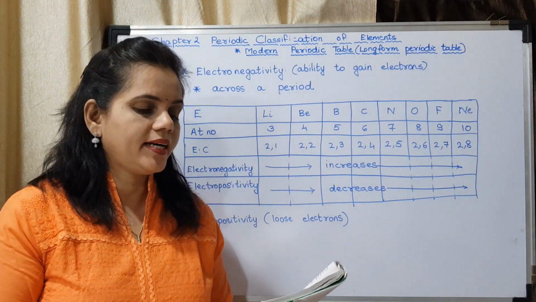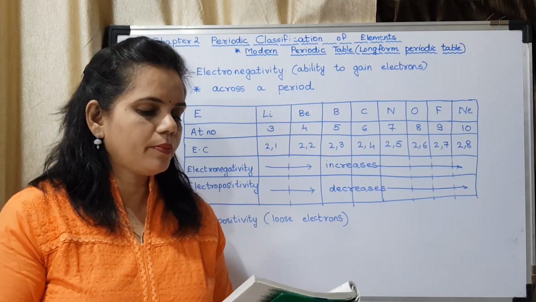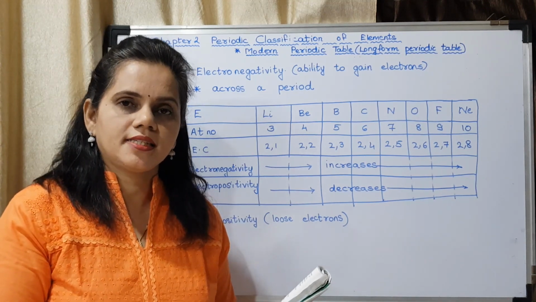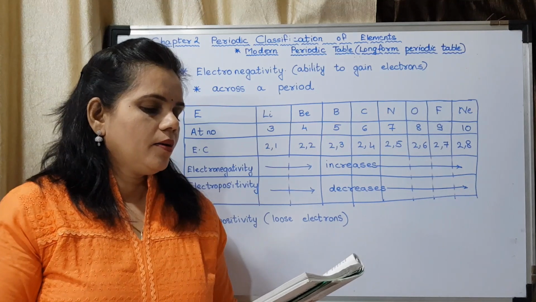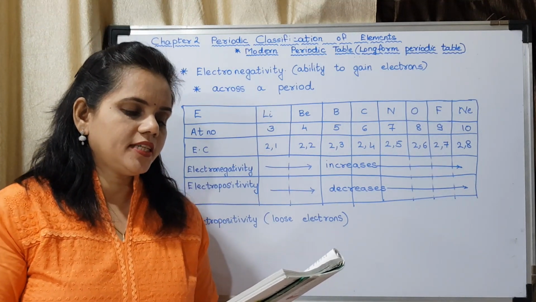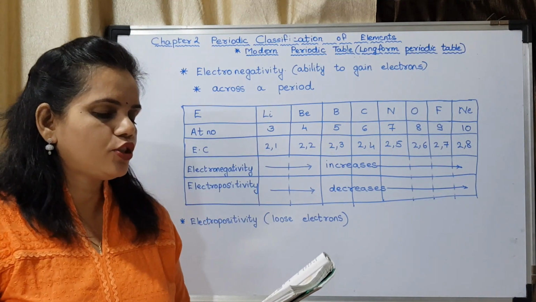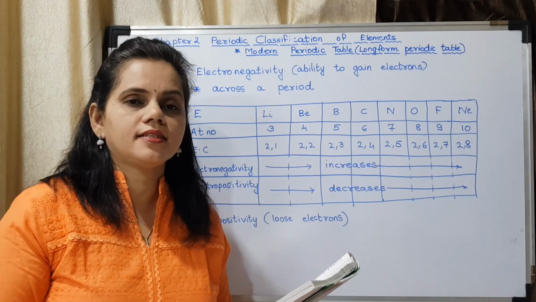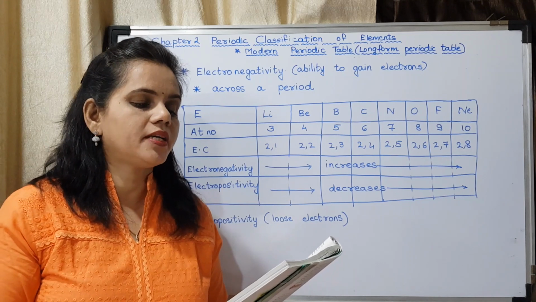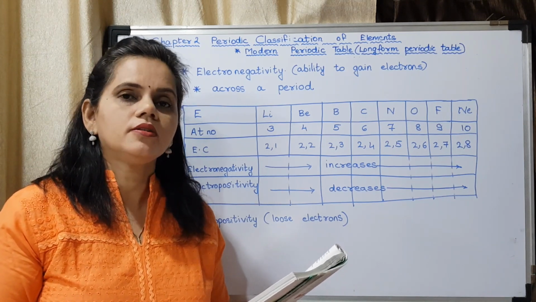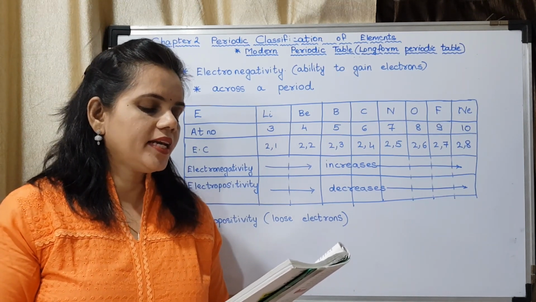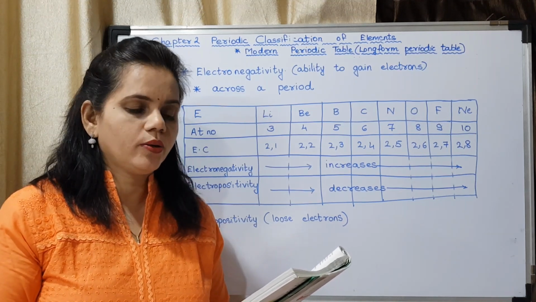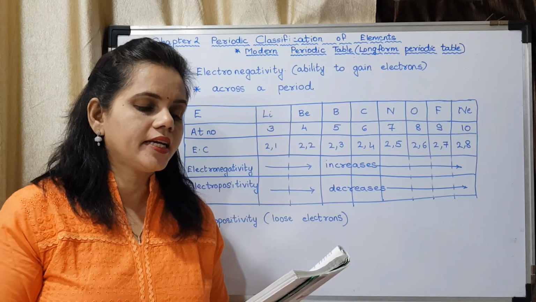On page number 25, use your brain power. There is a box given. This box is also asked several times. By referring to the modern periodic table, find out the periods to which the above elements belong. So to which period do these elements belong? They belong to the second period. Arrange the above elements in the decreasing order of atomic radii.